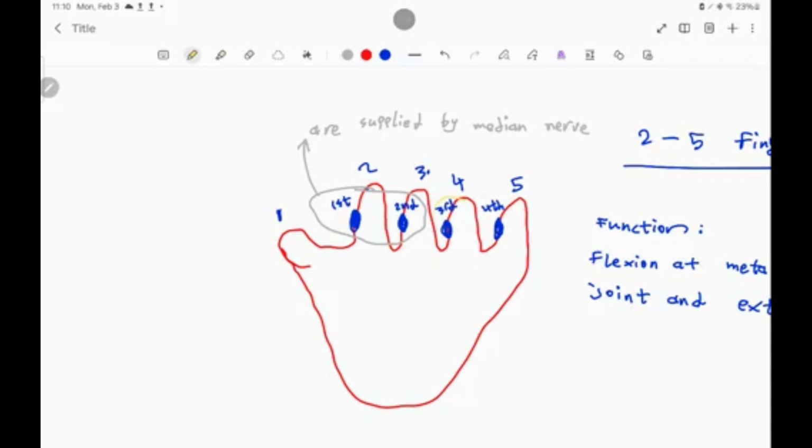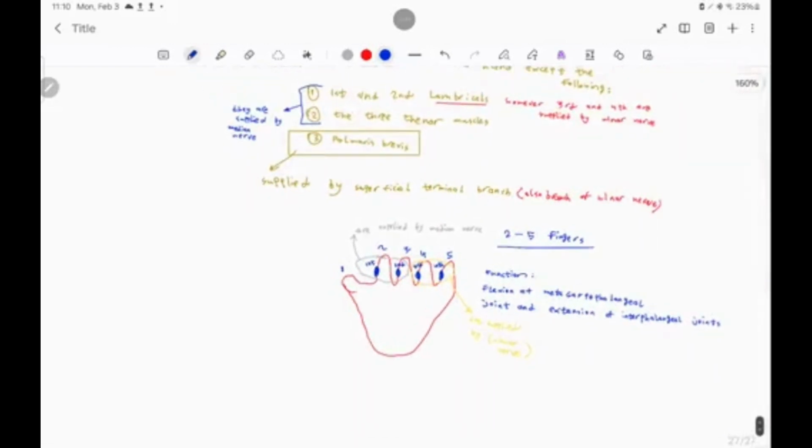However, the third and fourth are supplied by the ulnar nerve. Okay, so now we finished one part of the intrinsic muscles of the hand. We will go into all of the intrinsic, or most of the intrinsic muscles of the hand. Okay.